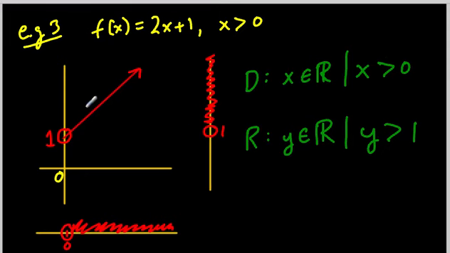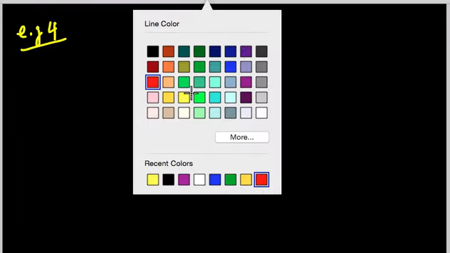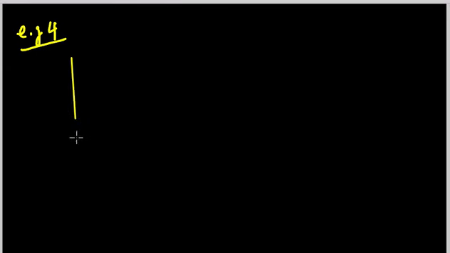All right, so let's do our last example for this video. There will be more examples after, but let's do our last example for this video. So let's do example 4. And here, basically, I'm just going to draw a random function. Let's do yellow. Okay, so let me draw a random function.